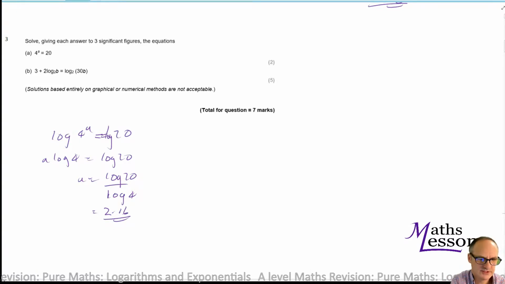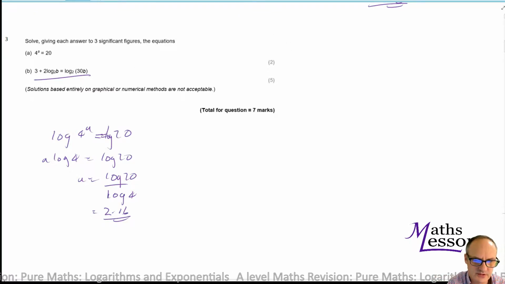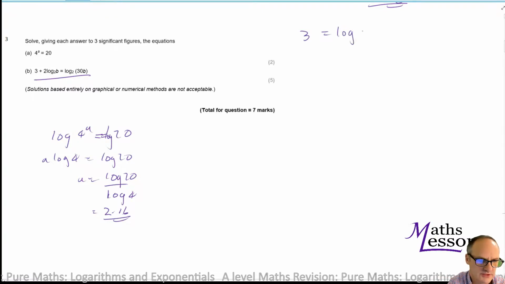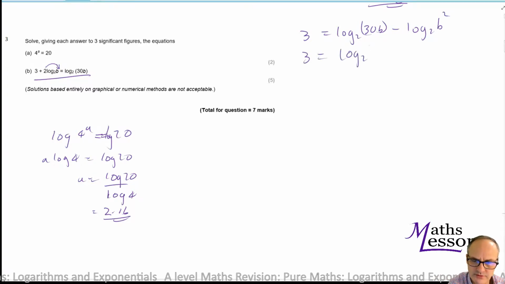So doing this bit of the question now, we're going to just get all the logarithms onto the same side because it makes life a lot easier. So what I'm going to do is get 3 equals log to the base 2 of 30b. Put brackets around that. And I've got minus. Now I'm going to bring this 2 up as a power while I'm bringing it across as well. So I'm going to get log base 2 of b squared there. So that all becomes log base 2 of 30b over b squared.